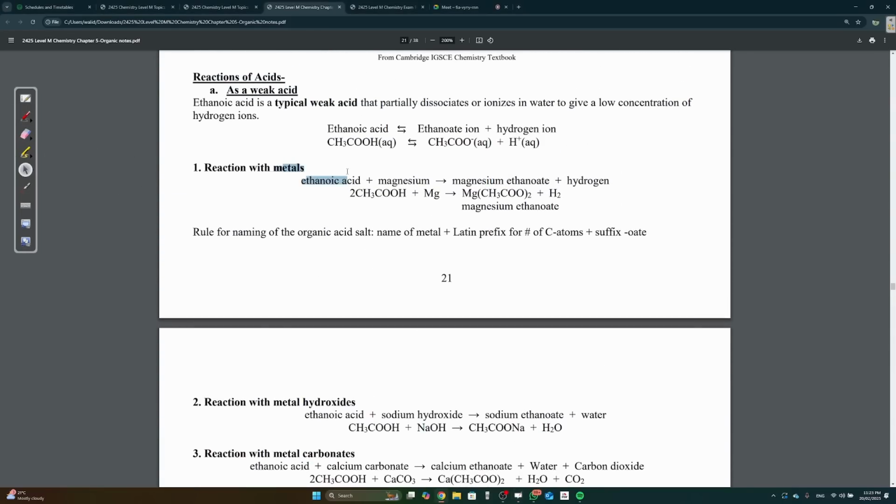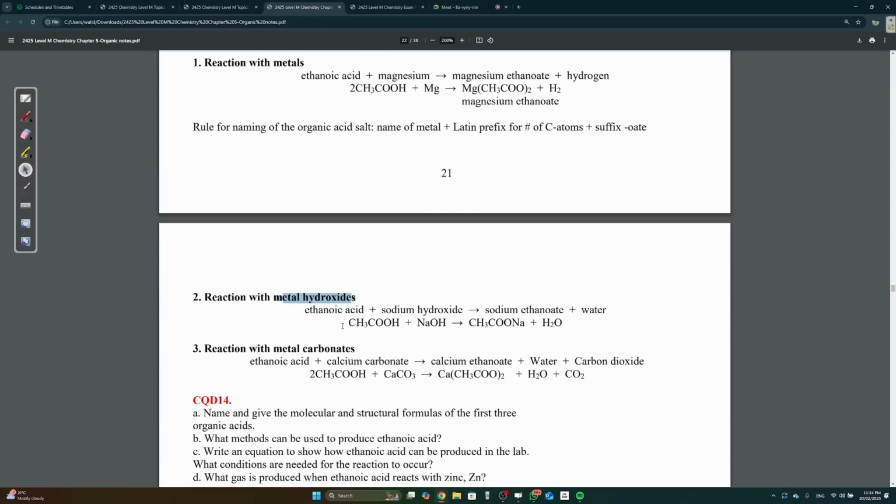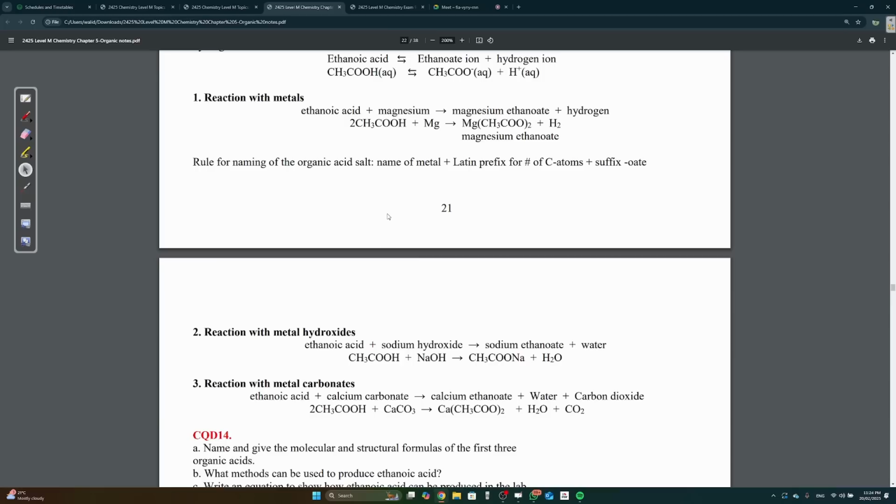Okay, the rest. Acids, we know they react with metals. We know they react with metal hydroxides and metal carbonates. This comes from chapter 3, salt preparation. You guys remember, right? The reaction of metal plus acid gets you salt plus hydrogen gas. Acid plus metal hydroxide gets you salt plus water. Acid plus metal carbonate gets you salt plus carbon dioxide gas plus water. Remember these?